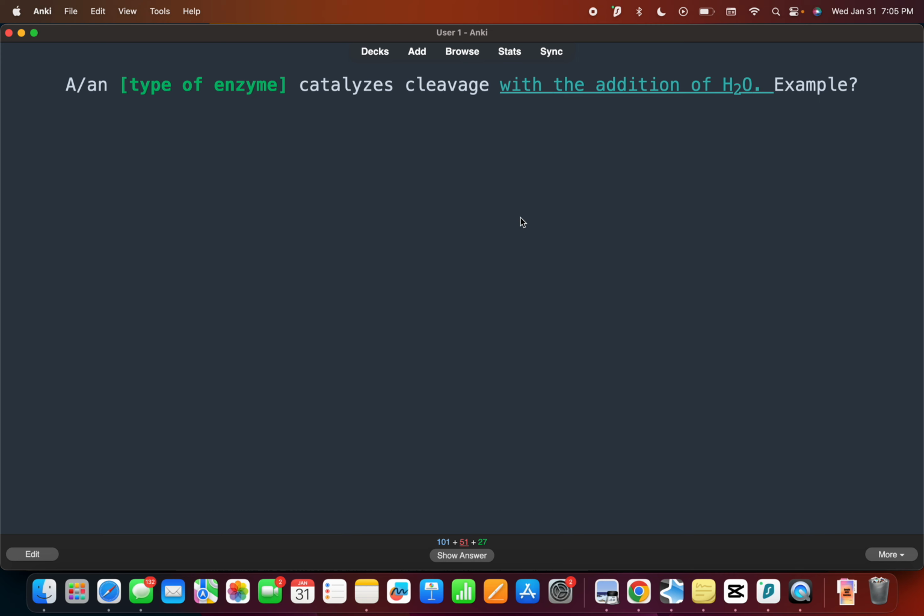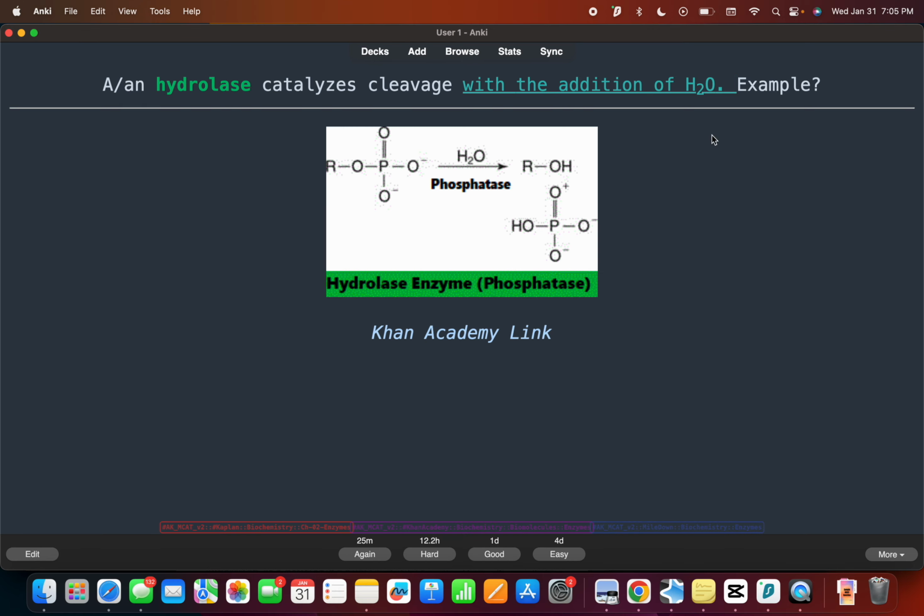What catalyzes cleavage with the addition of hydrogen? That's a hydrolase. An example of a hydrolase would be aminopeptidase, for example, that hydrolyzes the peptide bonds. An example here we had, which I definitely forgot, is phosphatase.